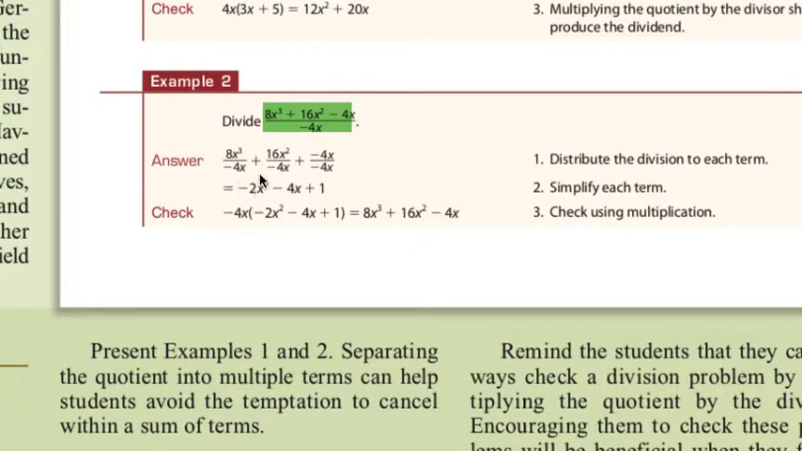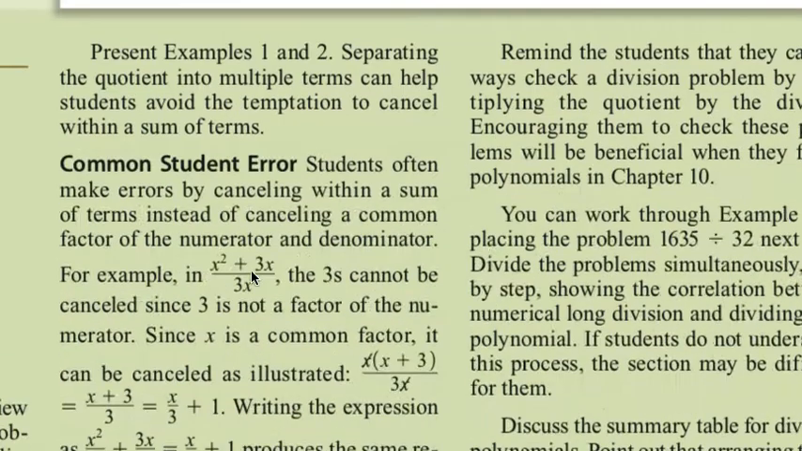Let's look at our next term. We have x squared divided by x. That leaves me with 1x. And then 16 divided by -4, which is -4. And then our last term is -4x. -4x divided by -4x is 1. Easy peasy.